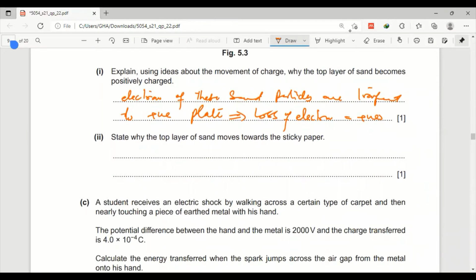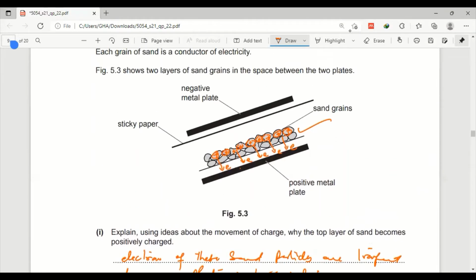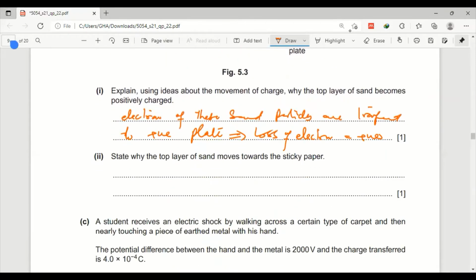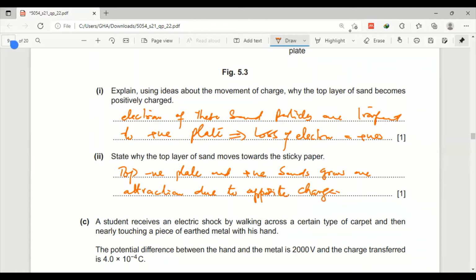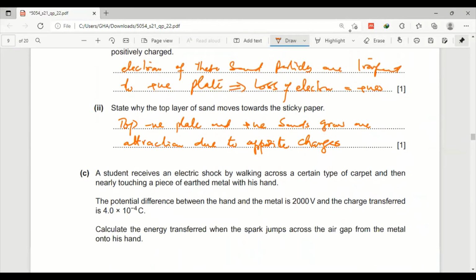State why the top layer of the sand moves towards the sticky paper. Okay, so this is the negative and these particles are the positive. So there will be a force of attraction. So the top negative plate and positive sand particles, grains, are attracted due to opposite charges. Because we have done that like charges repel and opposite charges attract.